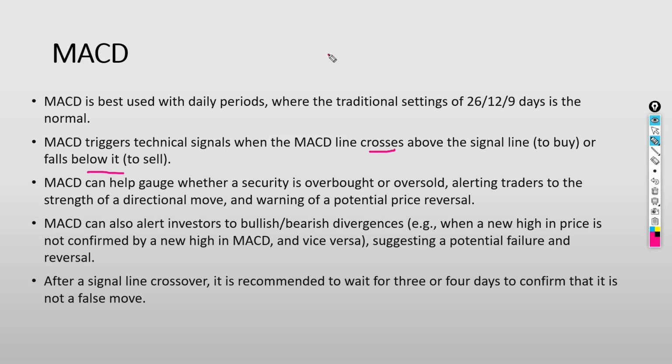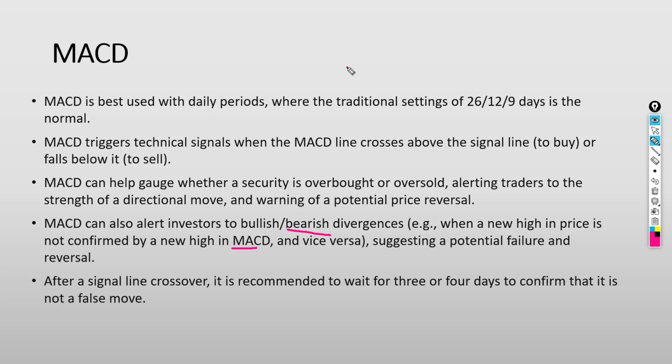For example, we say that this is the zero line. When the MACD shows lines up, this is a signal to buy, and when it shows lines down, this is a signal to sell. We shall be seeing that more when we go to a live chart. The MACD can also alert investors to a bullish or a bearish divergence when a new high in price is not confirmed by a new high in the MACD. We shall also see this more on a live chart.